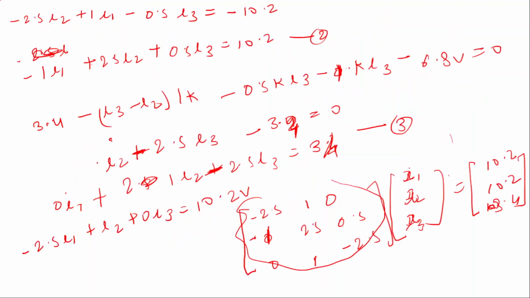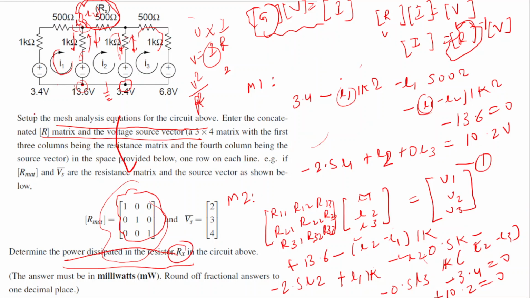If someone takes the current direction like this, you can argue that you are taking a different one. Let's take a different color. Okay.